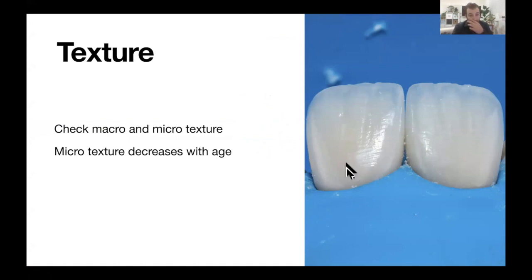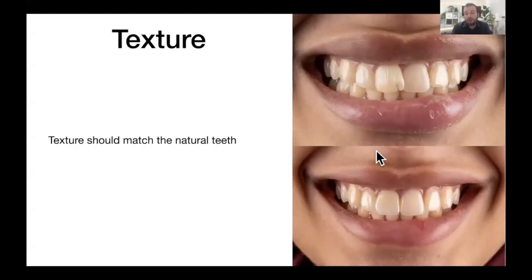And the macro texture is the dentinal lobes and the whole shape of the tooth. So check those 2 things, and make sure you don't overdo your texture if you want to achieve an integrated crown. In this case, we did only 1 crown here, and we wanted to achieve integrated crowns, so we didn't overdo the texture because we wanted to follow the natural dentition, and you can see how it looks almost the same.